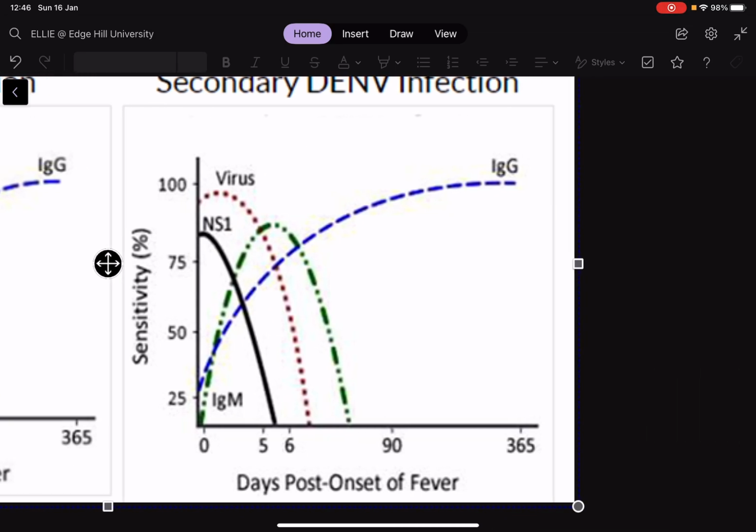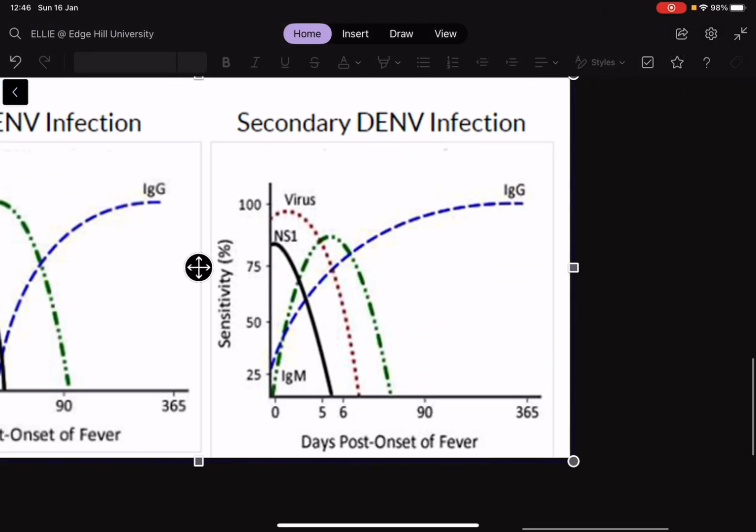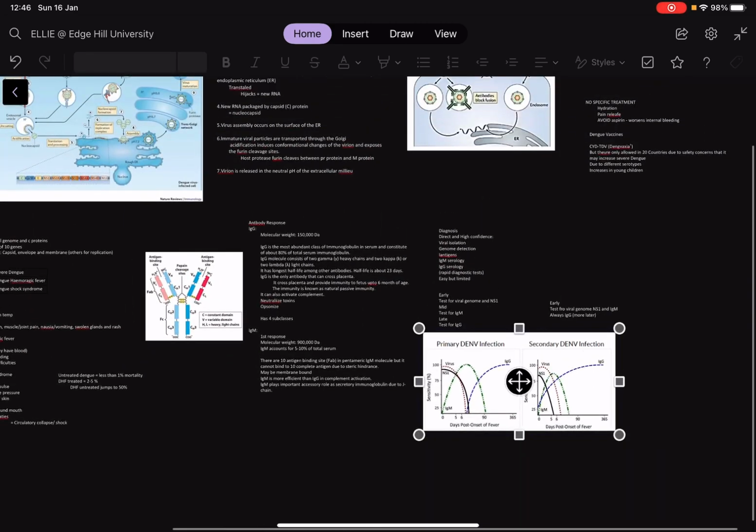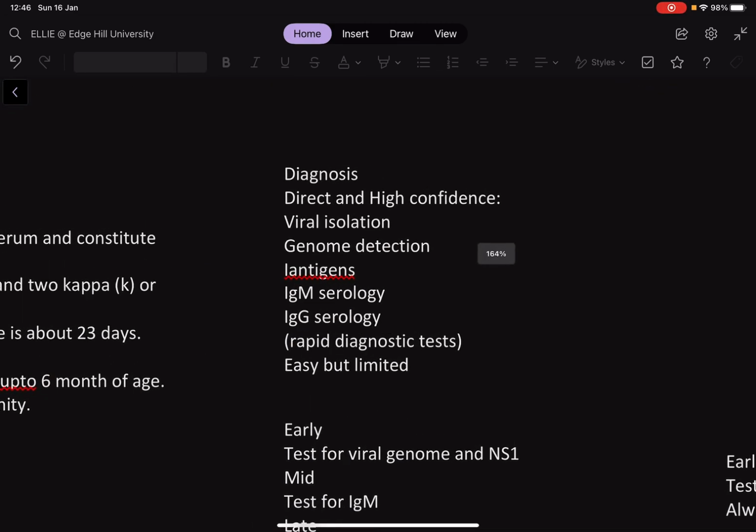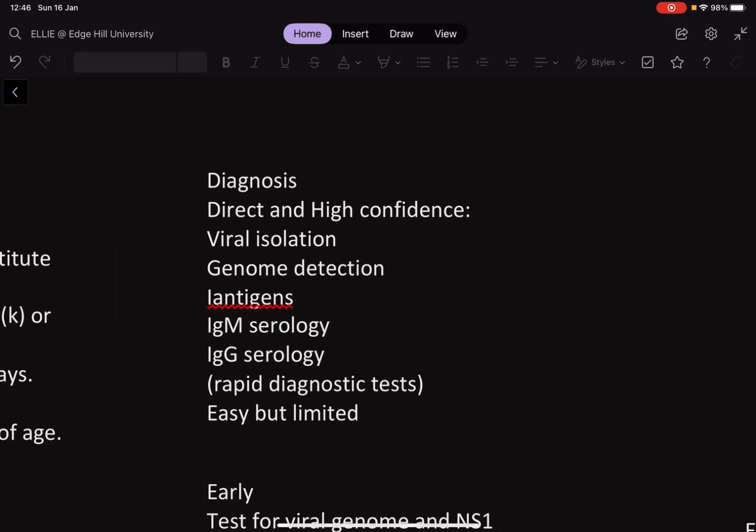Make sense? Okay. So I've already basically said all this and hinted at it, but let's talk about dengue. As well as serologies, there are a few other ways that we can diagnose dengue. The first ones I'm going to list are the best ones, the most direct, and they have the highest confidence in result: detecting the viral genome and isolating the virus. Your next best are your antigens, then your IgM and IgG serologies. These are rapid diagnostic tests. They're very easy to do, but they have limited confidence.